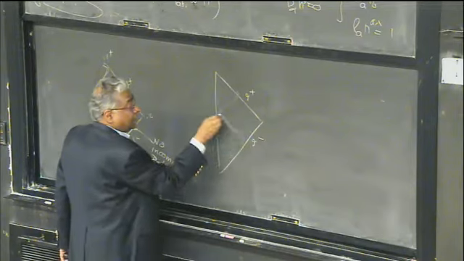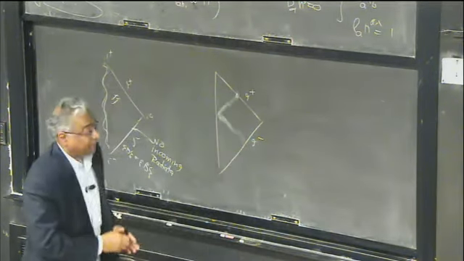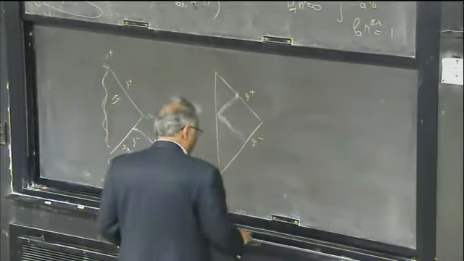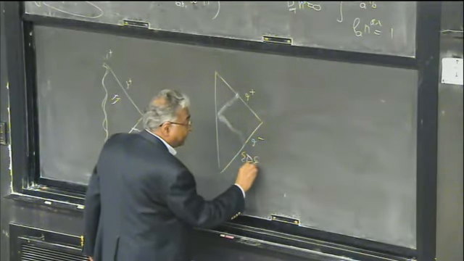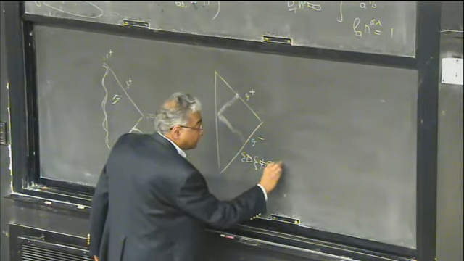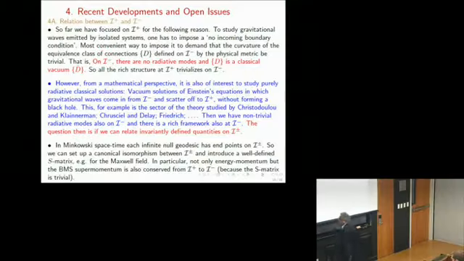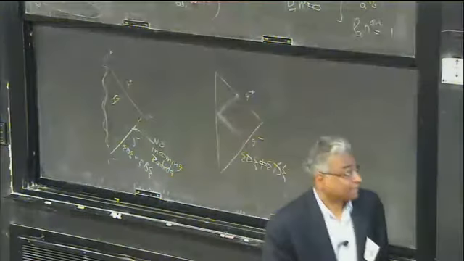Right? Going out to Scri+ up here. So in this case, the D here is not going to be a classical vacuum. It's going to be dynamical up here. So in this case now, we can ask, is there some nice relation between what happens on Scri- and Scri+?